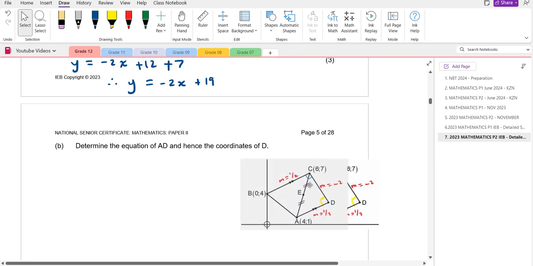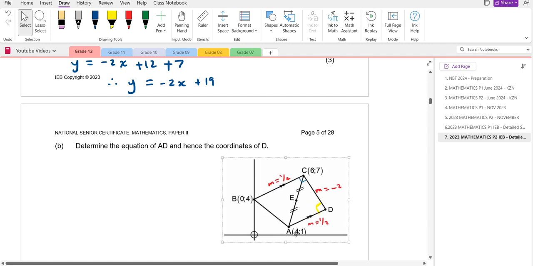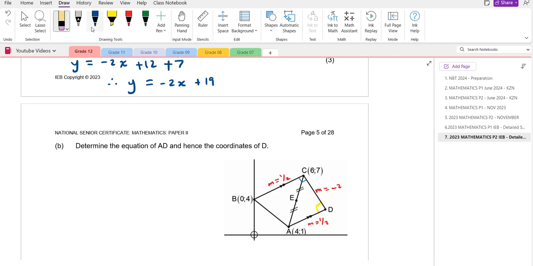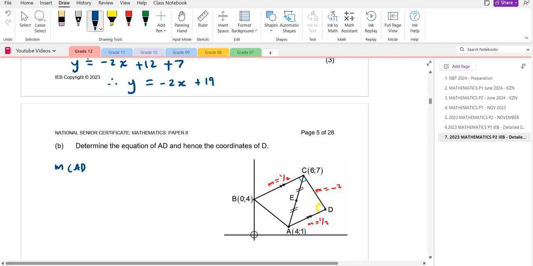Right, we want to find the equation of AD now. To find the equation of AD, we can use point A and the gradient of half. So start with the gradient. Gradient of AD is equal to half, because AD is parallel to BC. Now y minus y1 equals m into x minus x1 at 4, 1, because that point lies on AD, and we're finding the equation of AD.